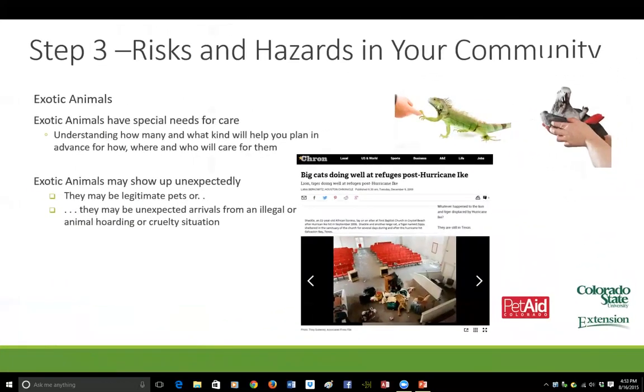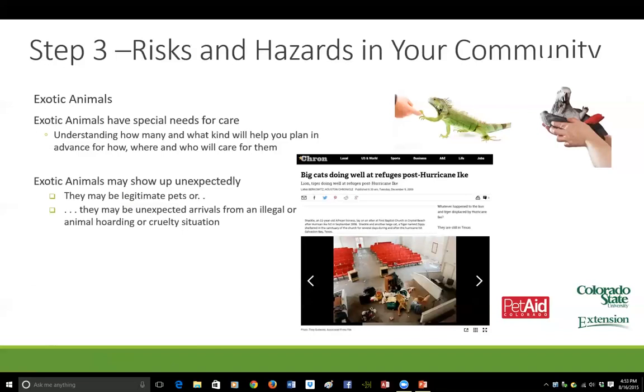Finally, let's talk about exotic animals as a risk in your community. When we think of household pets, we tend to think of dogs, cats, and perhaps even horses and goats. But there are significant numbers of households in any given community who keep non-traditional or what are commonly called exotic animals or pets. These can include small, medium, and large reptiles and snakes, exotic birds like parrots or cockatoos, and small mammals like ferrets or sugar gliders.